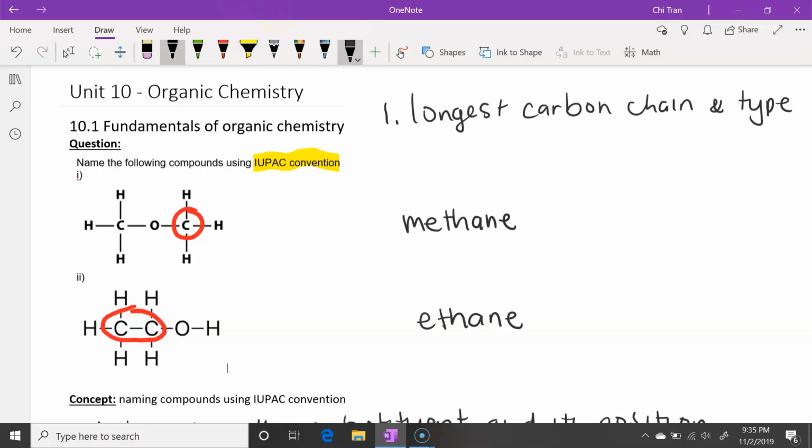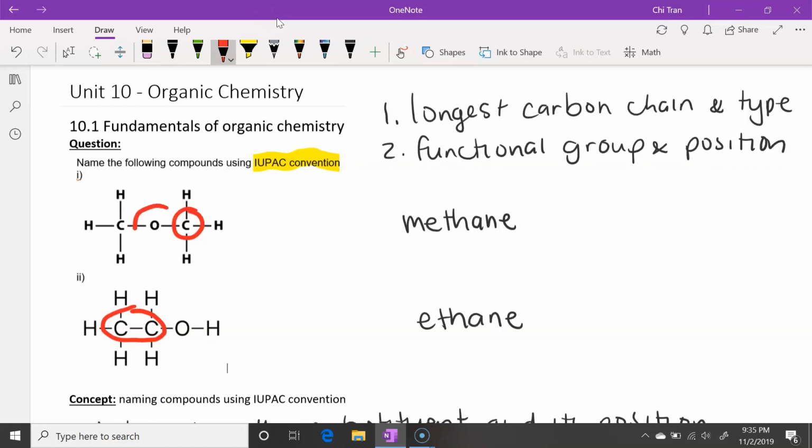The second step is to determine functional group and its position. So the first question is the oxygen here, and it's an ether, so the name would be oxy. And there's no position to it as there's only 1 carbon, and you can't really number carbon if there's only 1. And then the second question, the functional group is OH, and that's again an alcohol, so we need to change the suffix of ethane to ethanol.